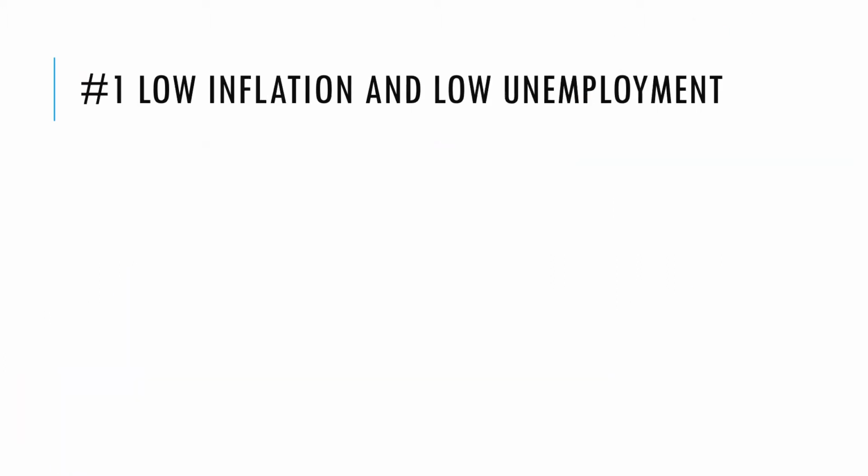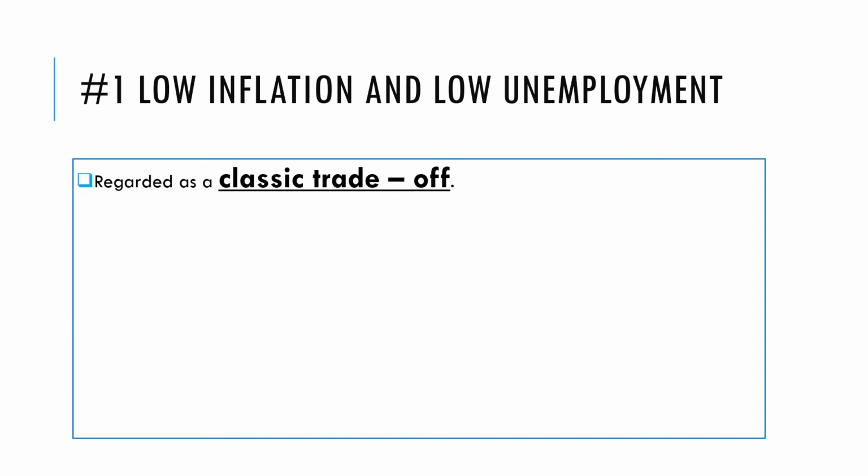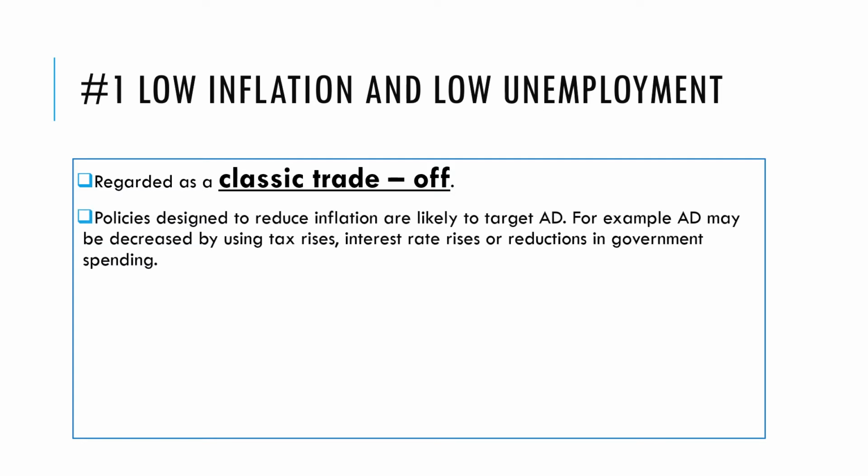So we're going to start off by looking at whether low inflation and low unemployment can be achieved at the same time. And this is regarded as a classic trade-off. And the economics, or the story behind this, goes as follows. So often the government will introduce policies to try and reduce inflation, and these are likely to target and try and reduce AD. For example, a fiscal policy of tax rise, or maybe a monetary policy of an interest rate rise.